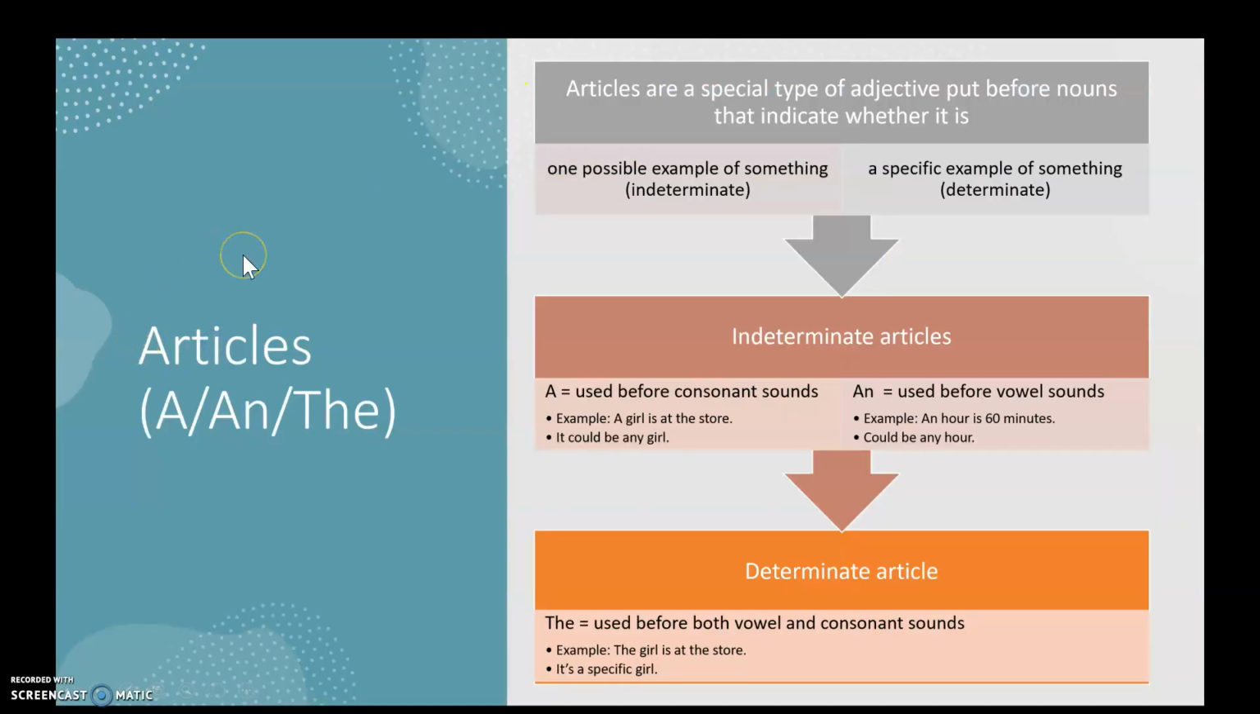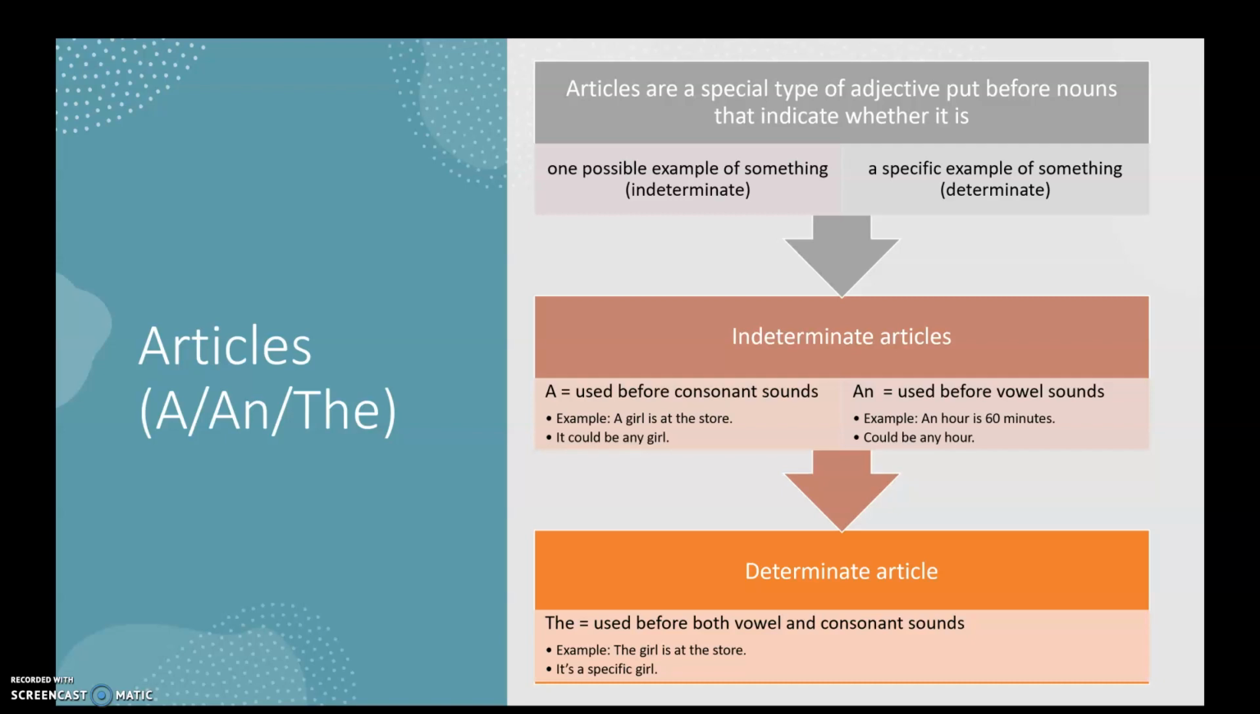So now we're going to talk a little bit about what are called articles. Articles are a special type of adjective that is put before nouns, and they show how much of something there is, or actually they only show that there's one of something, or which one. And so you have two types of articles. You have indeterminate and determinate. Indeterminate articles show one possible example of something, and determinate show a specific example of something.